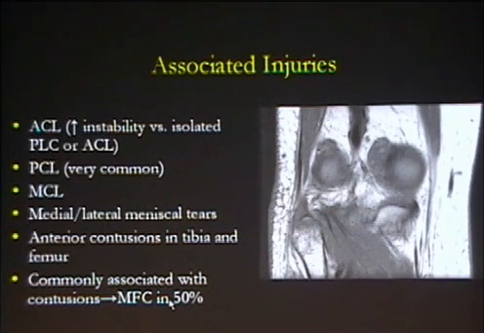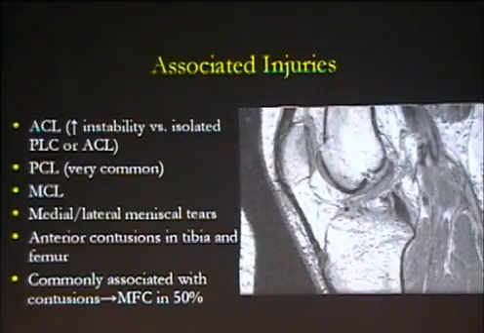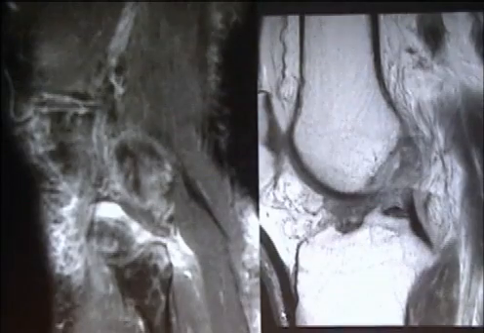As I mentioned, there are multiple associated injuries with posterolateral corner injury. The ACL is commonly injured in association with posterolateral corner injury. Here again we see the same kind of thing. PCL commonly injured, MCL, meniscal tears, contusions in the tibia and the femur, and especially contusions of the medial femoral condyle. So here we can see, now we know we have the Arcuate Sign, we know we have a posterolateral corner injury, associated ACL tear.